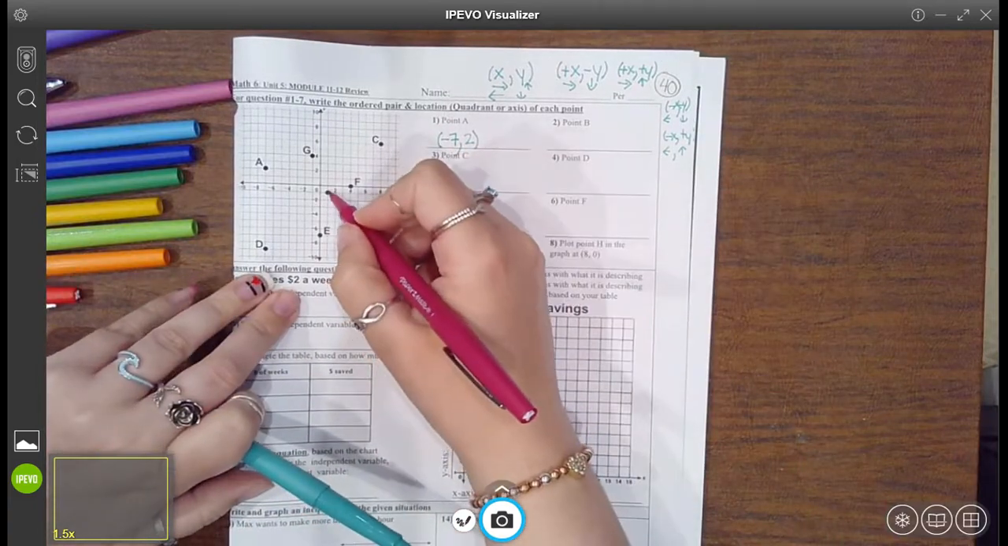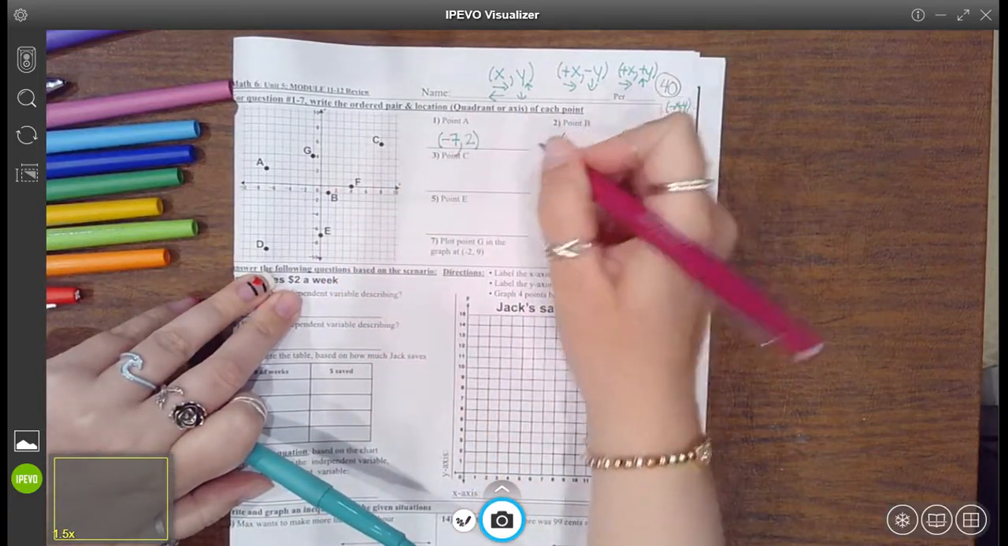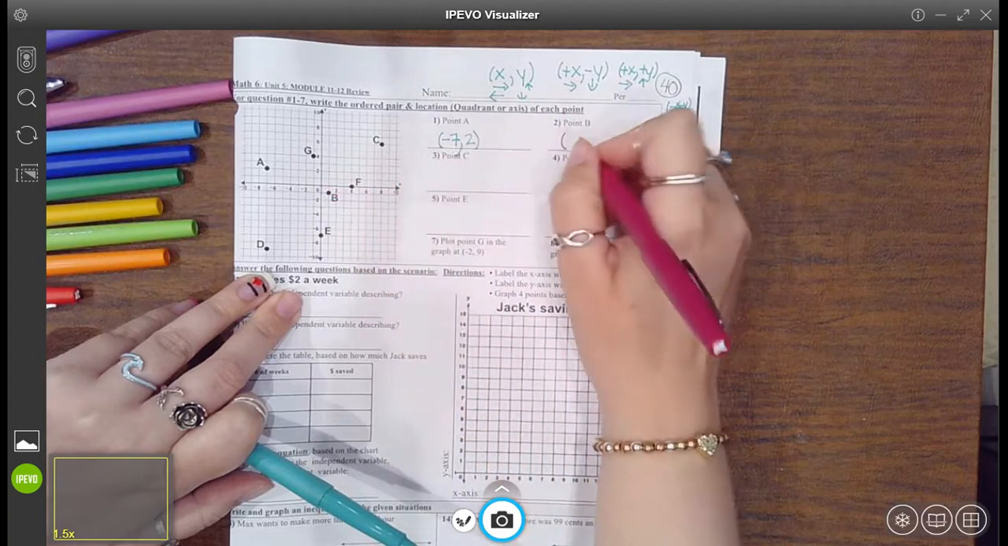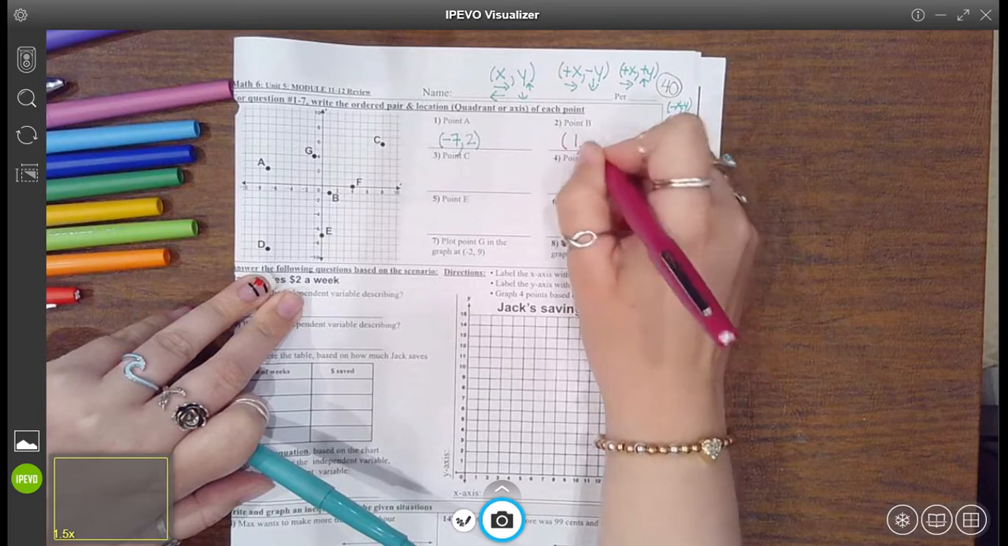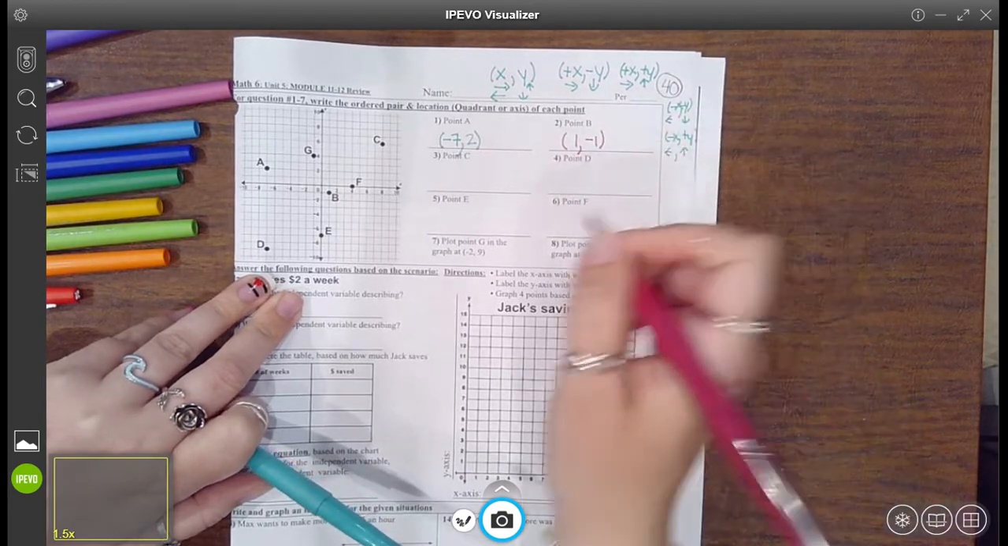B is right here. It went to the right, so positive how many? Positive 1. And then down, how many? Just 1, so down 1.